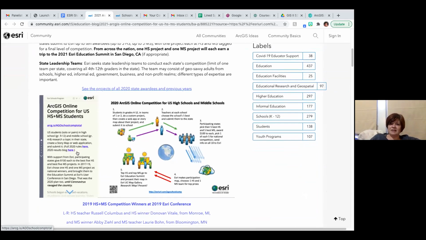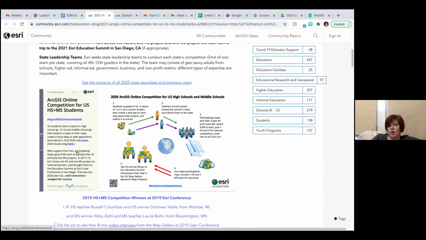So the ArcGIS Online Competition is open for students in grades 4 through 12, in teams of 1 or 2. So if you wanted to have your students pair up to complete the competition, they could do that. And they have to come up with a custom product that is about the state of Maine. And then once they have come up with their project, they have to create a web story map or a web app using ArcGIS to tell their story.